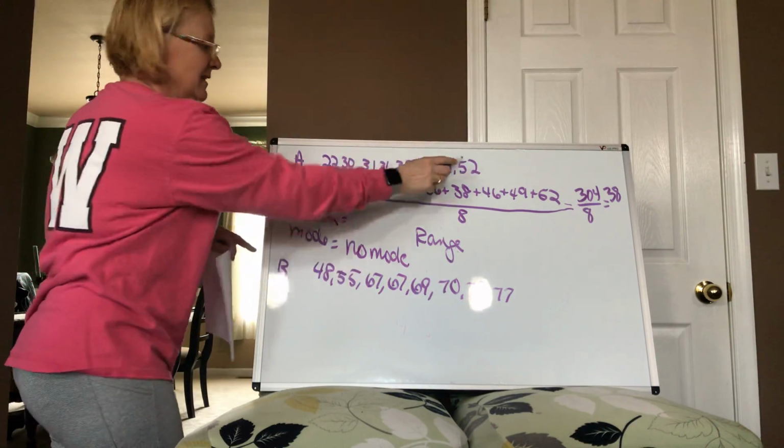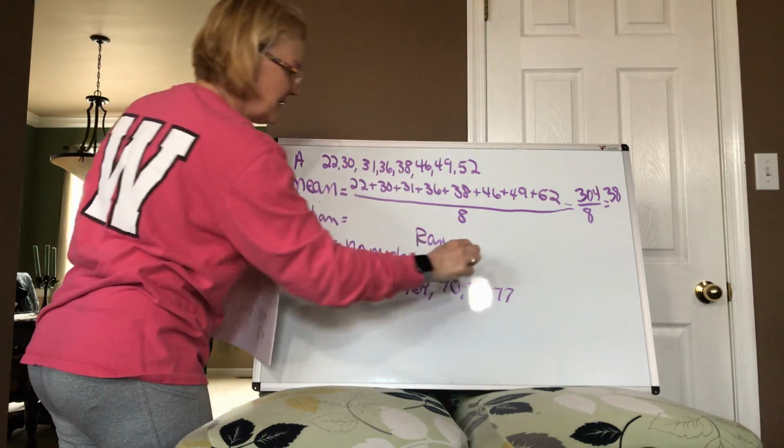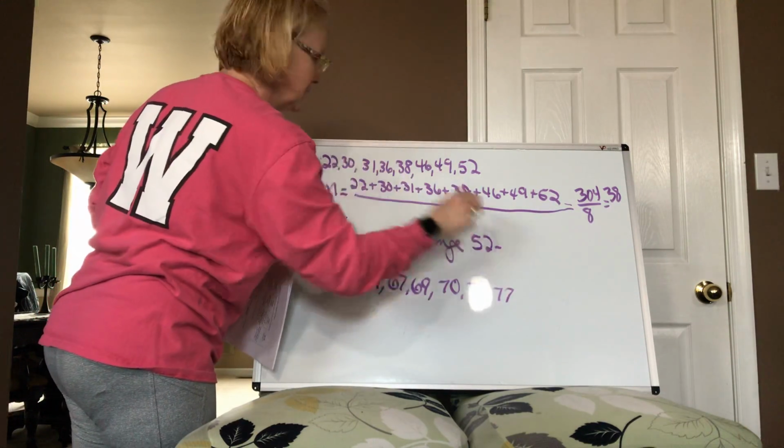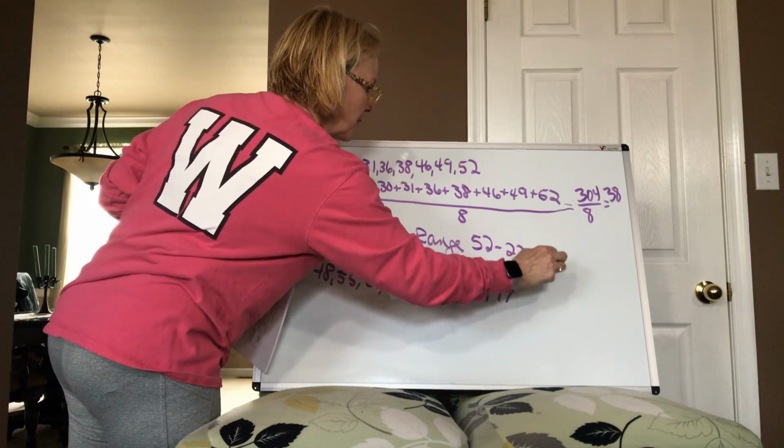Range, the highest number. Look, these are already in order, so it's easy. 52 minus the lowest, 22, is 30.